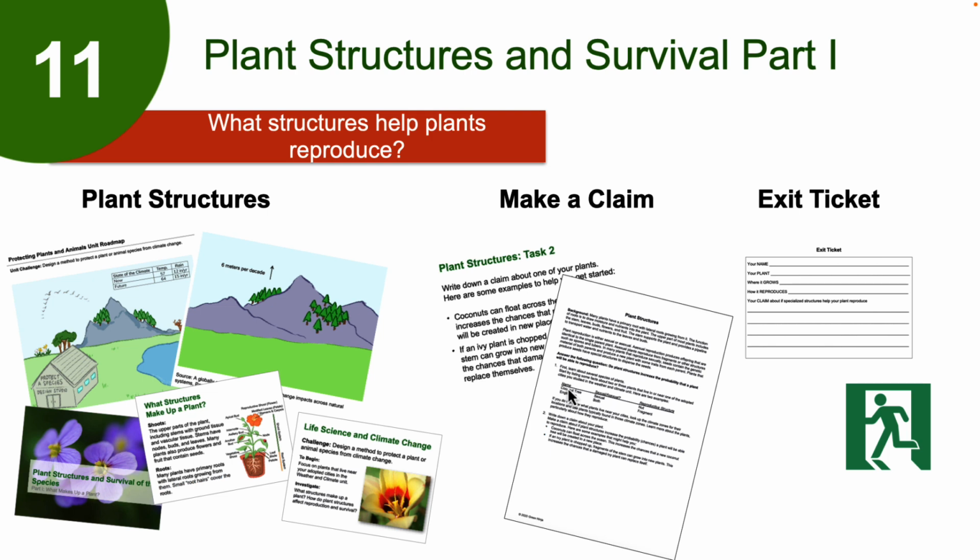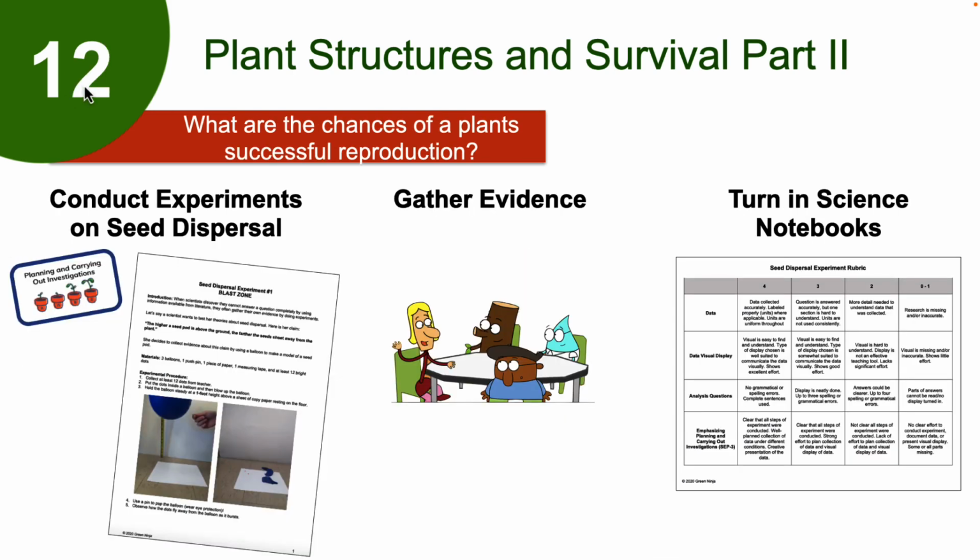The Plant Structures Worksheet guides them in coming up with a claim statement about their plant structure, and they report their progress in an exit ticket. In this lesson, students get to conduct a series of experiments that help them understand plant structures and how they help them reproduce, the role that probability plays, and other factors that could affect a plant's chance for reproduction. The seed dispersal experiment handout guides them. Then students discuss what they learned from their experiments. And finally, students turn in their science notebook with the data collection and visual display that they completed during the lesson. And there's a rubric available for grading.